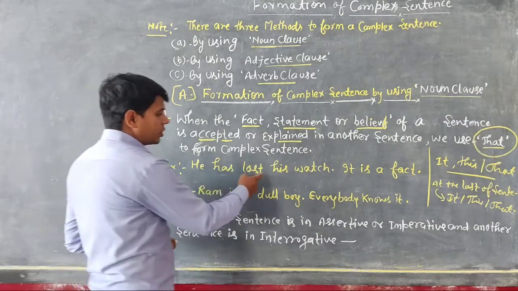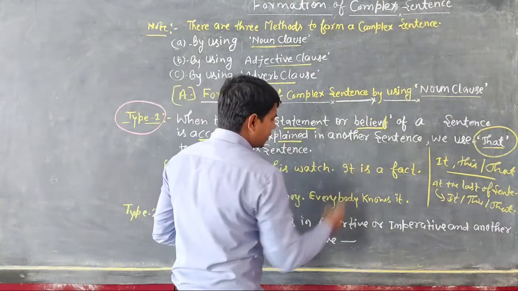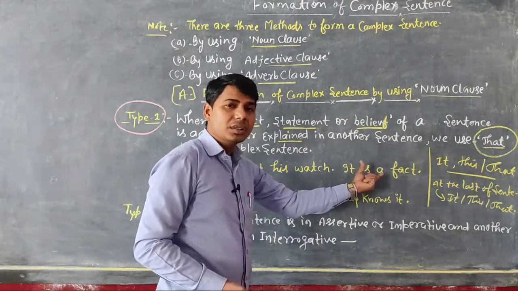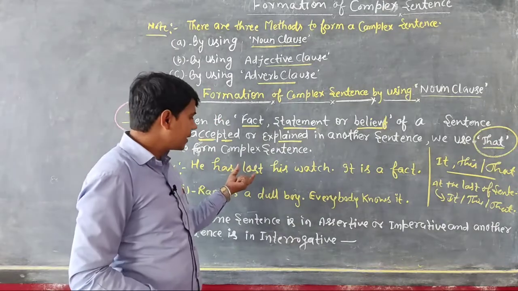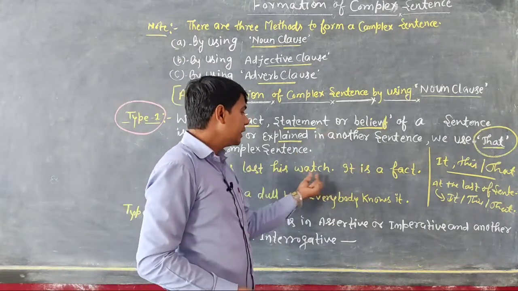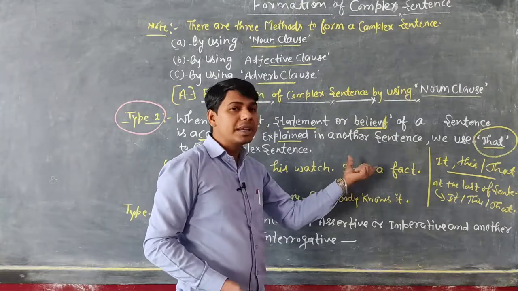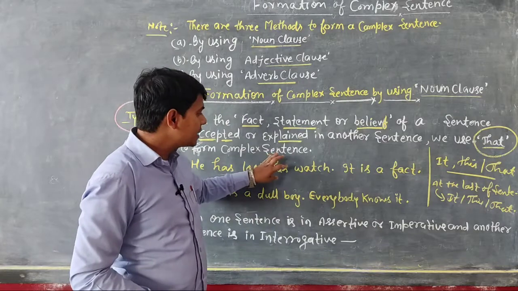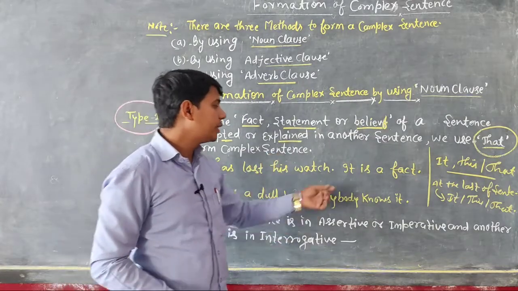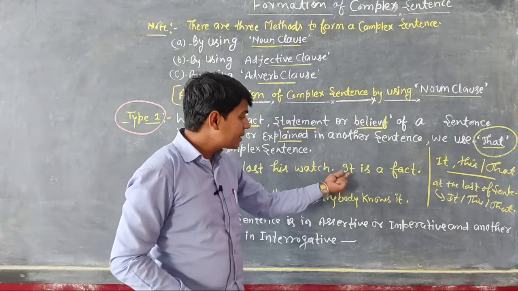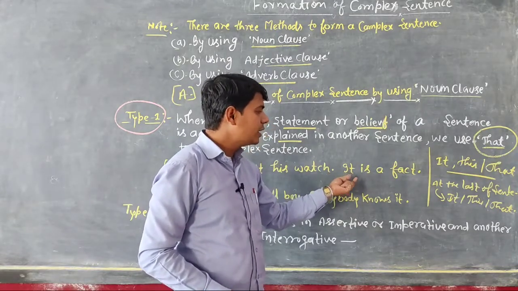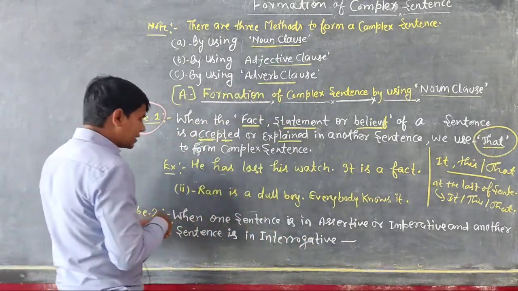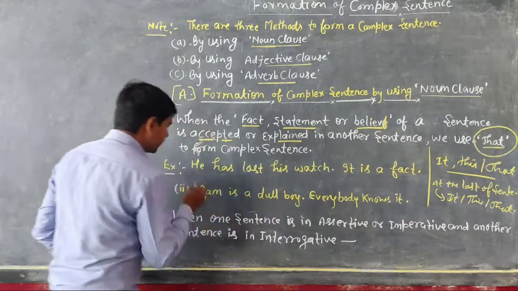He has lost his watch. It is a fact. So you accept this statement in that sentence. I have told you already, when any statement or fact is accepted in another sentence, then we join those sentences into a complex sentence using the conjunction that. So when you synthesize this sentence, very first you will write this one, because I have told you if the sentence starts with it, this and that, you will write that sentence very first.